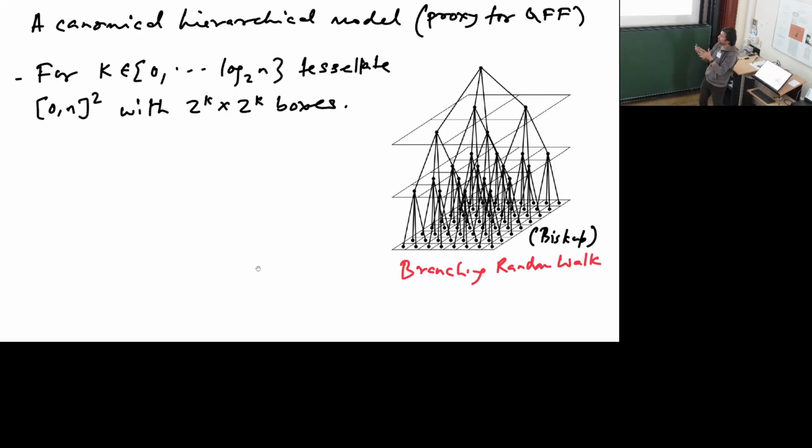Okay, so as is already evident, there is some connection. We had a bunch of Poisson point processes, but another natural hierarchical model is when you look at the branching random walk.